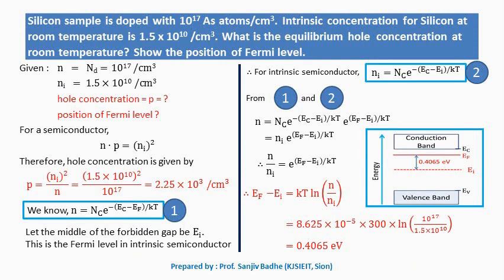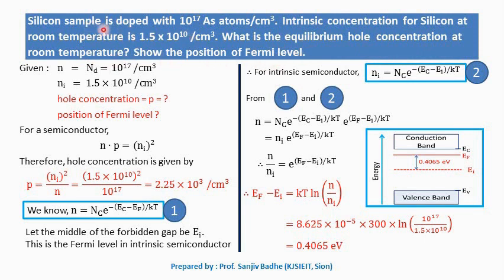Now this problem will summarize most of the things that we have covered in this particular session. Silicon sample is doped with 10 raised to 17 arsenic atoms per centimeter cube. Intrinsic concentration for silicon at room temperature is 1.5 into 10 raised to 10 per centimeter cube. What is the equilibrium hole concentration at room temperature? And show the position of Fermi level.